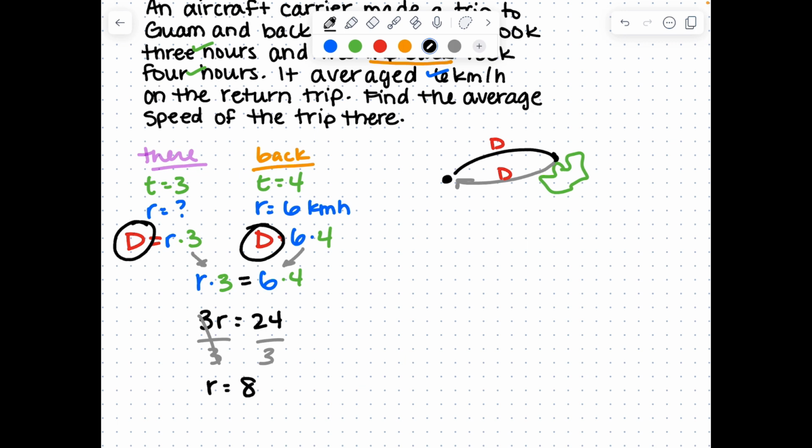Now we are finding average speed. So to put this back in context, we were talking about kilometers per hour. So that would be our answer.